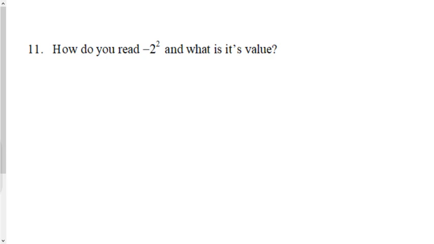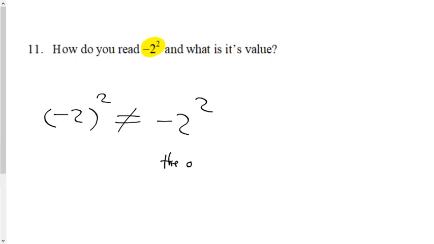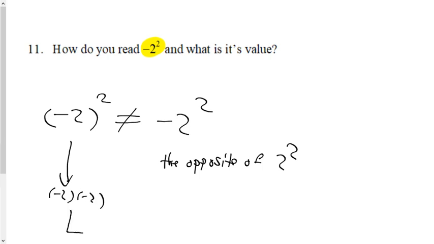Question 11 says, how do you read this power? Now, the reason why I didn't read it is because I want to make sure we differentiate, and we said this probably about 2,000 times. This statement right here, negative 2 squared, is not the same as that other power. How do I read the other power? I read it as the opposite of 2 squared. So this particular power is negative 2 times negative 2, which is a positive 4.